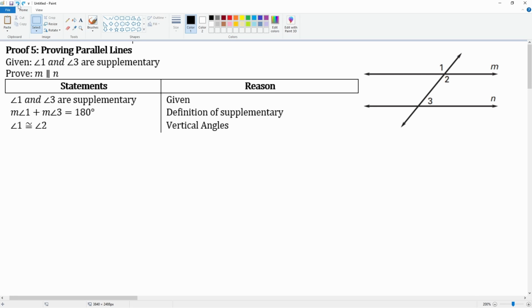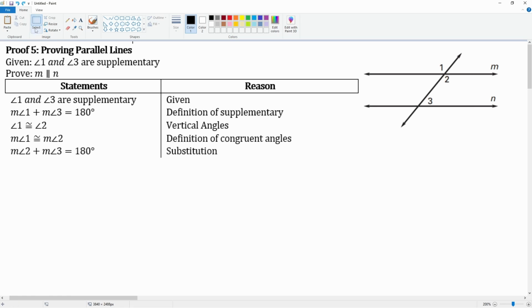Notice that these have no measurements there. We have to turn it into measurements by using the definition of congruent angles. So we stick an M in front of the angles by using its definition. Now I saw that I can make a substitution. So the measurement of angle 1 gets replaced with the measurement of angle 2 by substitution, leaving me with the measurement of angle 2 plus the measurement of angle 3 equals 180.